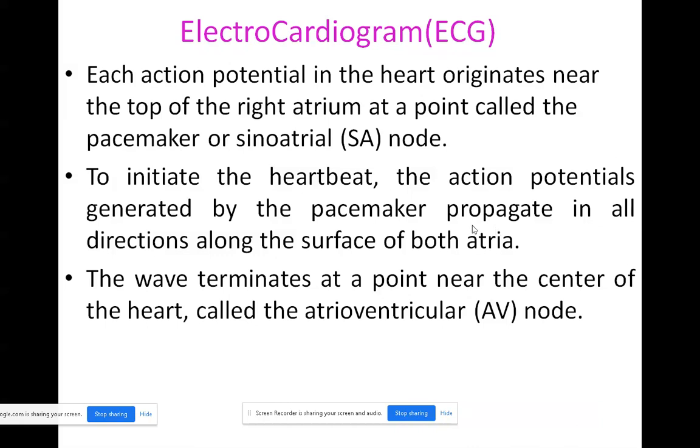So the wave, that is, the heartbeat, will be terminated at a point near the center of the heart. It is generated in the right atrium, and that heartbeat will end at the center of the heart. That point will be called the atrioventricular node. The starting point of the heartbeat is the sinoatrial node or pacemaker node. The ending point will be the atrioventricular node. So the starting point is at the right atrium, and the ending point will be at the center of your heart. Heartbeat is nothing but your waveform generation. Generating the waveform will be called a heartbeat.